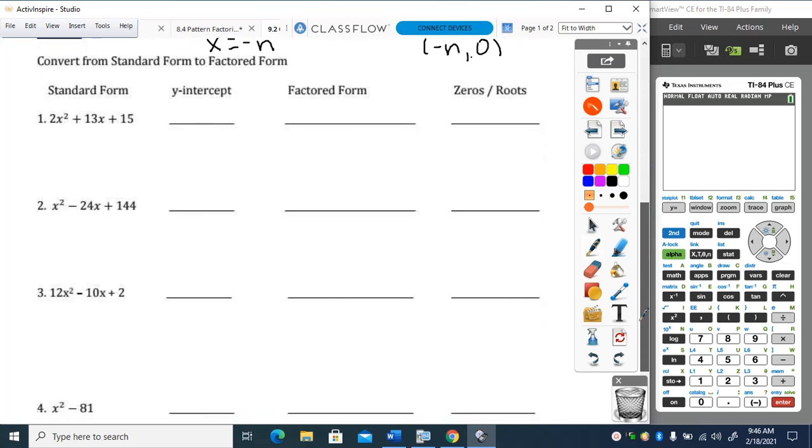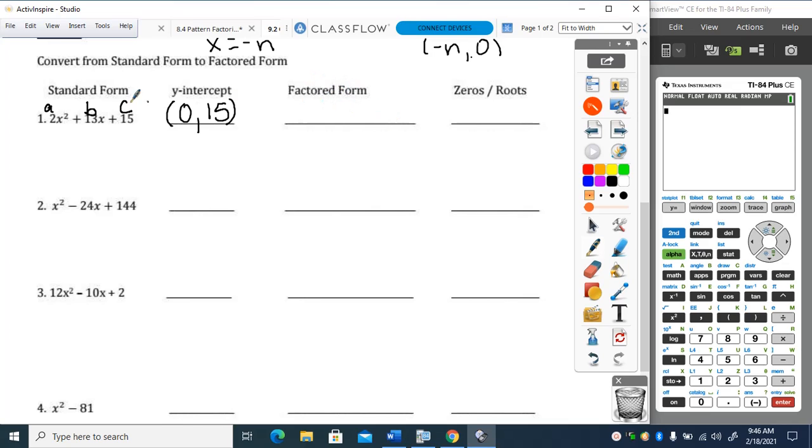So let's start with this standard form. We are given this standard form of a quadratic, so let's go ahead and find that piece of information that we know we can get. What can we get from the standard form? We can get the y-intercept by figuring out what c is. Remember, a is the number in front of x squared, b is the number in front of x, and c is our constant at the end. So a is 2, b is 13, and c is 15. So that means my y-intercept is 0, 15.